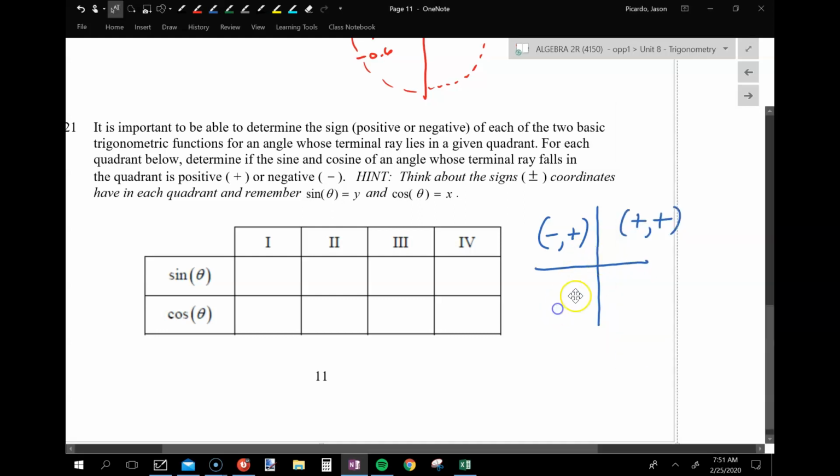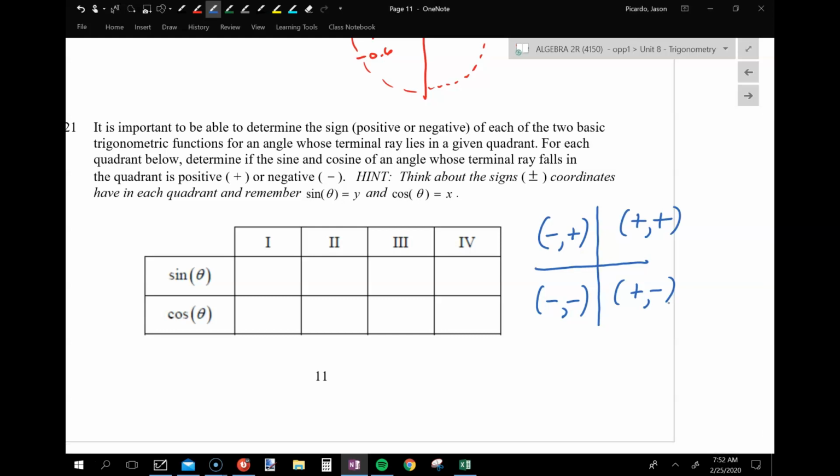How about in this quadrant? How do I get here? I go to the left and I go down. So negative and negative. And in the fourth quadrant, what is everything going to be here? I go to the right and I go down. Positive and negative. Well, guys, what that does is it actually tells me a lot about sine and cosine.